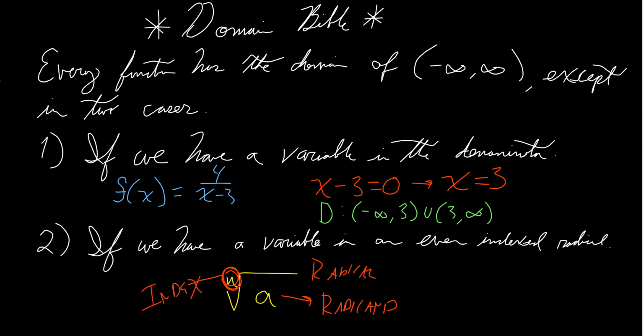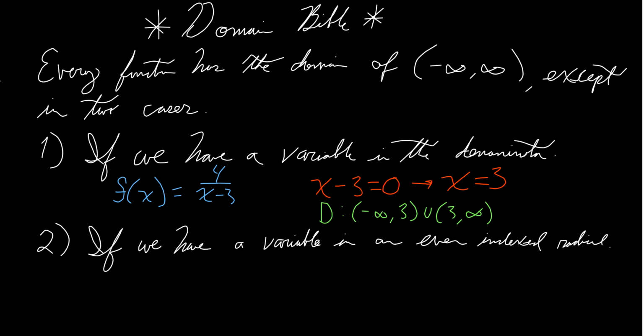So what I wrote was, if we have a variable in an even indexed radical, that basically means if we have a square root, a 4th root, a 6th root, an 8th root, a 10th root, all the way to, you know, infinity, a 66th root, that is an even indexed radical. So if we have a variable in an even indexed radical, then we must solve.